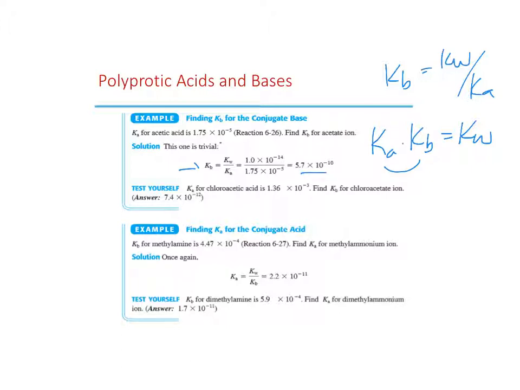We can work the reverse kind of process. We know Kb for methylamine is that. Let's find Ka for methylammonium ion. Again, we have Ka times Kb equals Kw, so therefore Ka is equal to Kw over Kb, or about 10 to the minus 11th.